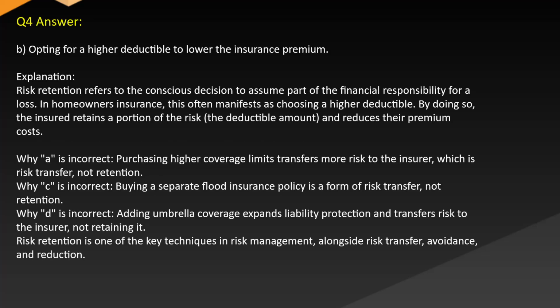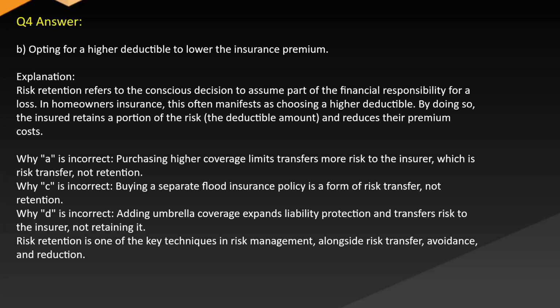Answer: B. Opting for a higher deductible to lower the insurance premium. Explanation: Risk retention refers to the conscious decision to assume part of the financial responsibility for a loss. In homeowners insurance, this often manifests as choosing a higher deductible. By doing so, the insured retains a portion of the risk, the deductible amount, and reduces their premium costs.